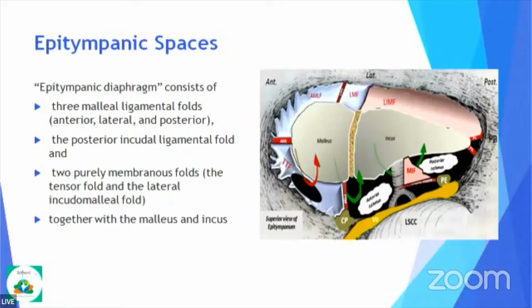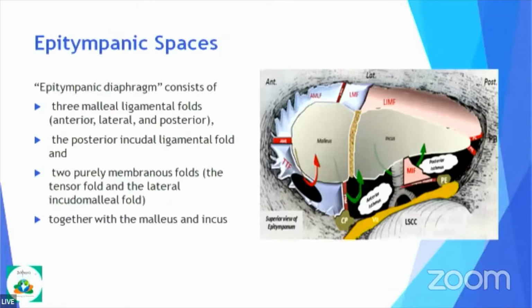And this partition has certain spaces. Some are fixed ones, known as the anterior isthmus and the posterior isthmus, and certain ones may or may not be present, like the defects in the tensor fold, which is open in 25%. These are the spaces through which the eustachian tube could ventilate the epitympanum, aditus ad antrum, and the mastoid.